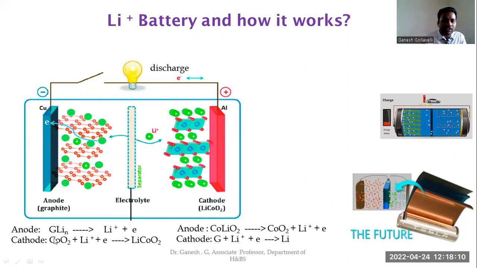So if you come to the cell reaction at the anode, lithium undergoes oxidation, so that will produce Li+ and electron. And these electrons would be taken by lithium at the cathode, and it will convert into lithium cobalt oxide. This is a discharge process, meaning the anodic metal would be gradually depleted. There won't be any lithium further.